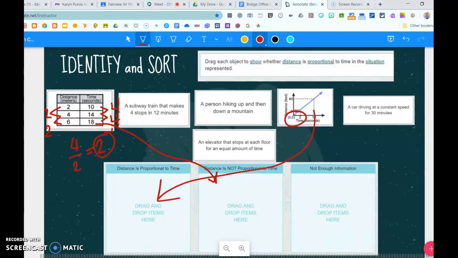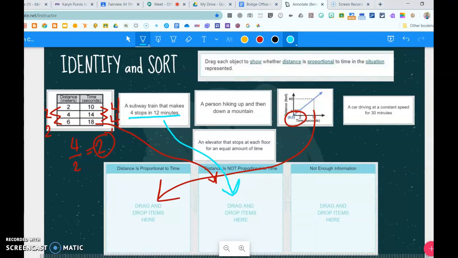And I'm going to change my color so all my arrows don't drive you crazy. All right, so a subway train that makes 4 stops in 12 minutes. 4 stops in 12 minutes. So it could make a stop every 3 minutes, but did it tell us where it started? It didn't. So this is going to be a non-proportional relationship.